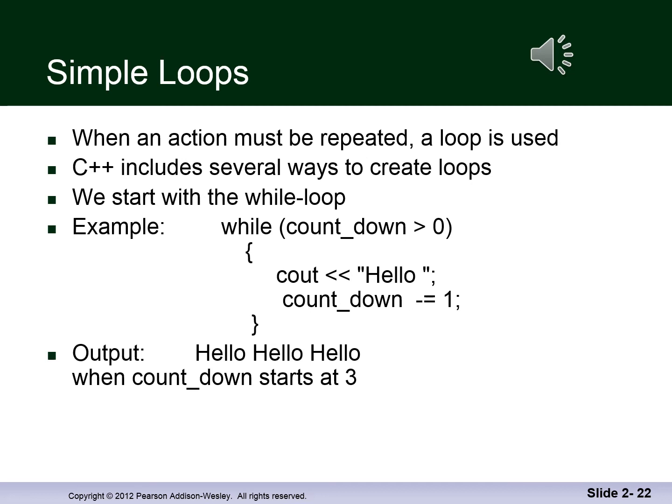So the example here at the bottom of the slide outputs hello, hello, hello when the value of countdown is 3 at the beginning of the loop. It'll be 3, go into the loop, it gets decremented to 2, goes into the loop again, gets decremented to 1, goes into the loop again, gets decremented to 0. That becomes false, and it just skips over the compound statements because it only executes the compound statements cout and the countdown minus equals 1 when countdown greater than 0 is evaluated as true.